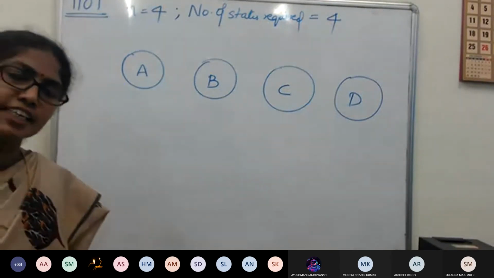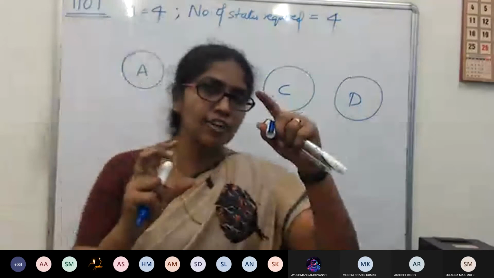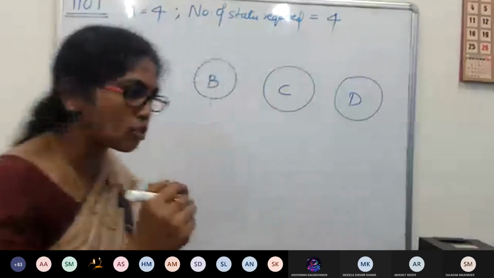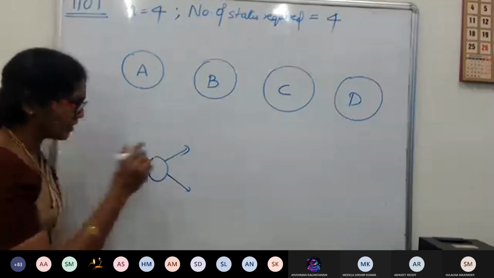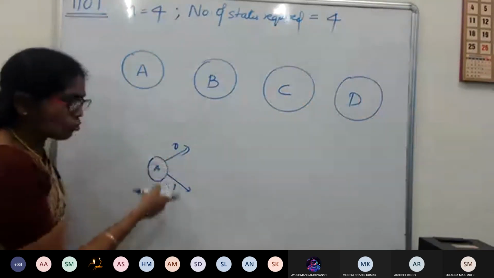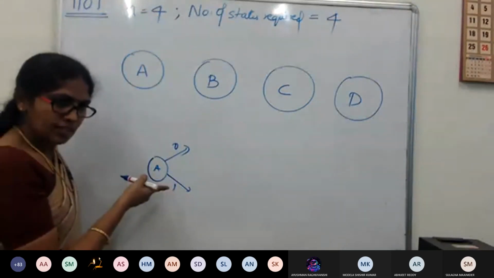Every state in your state graph, when you are drawing, will have two ways. What are the two ways? If 0 comes, where will it go? If 1 comes, where will it go? I have two options. Is that correct?